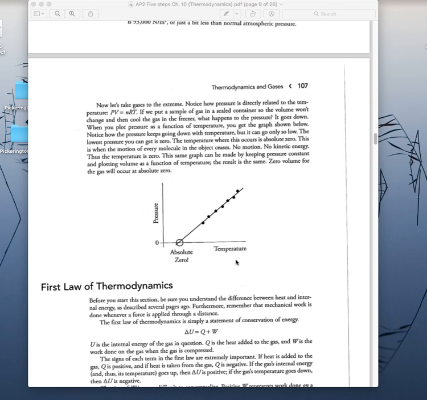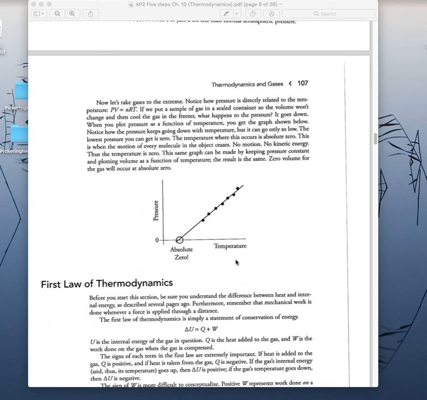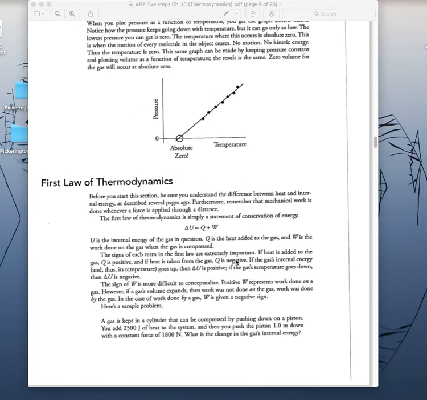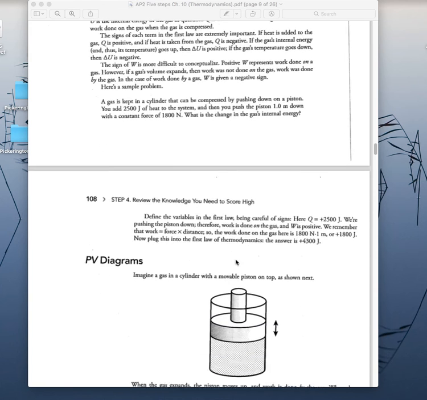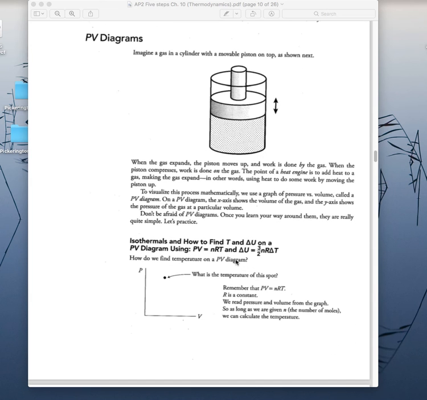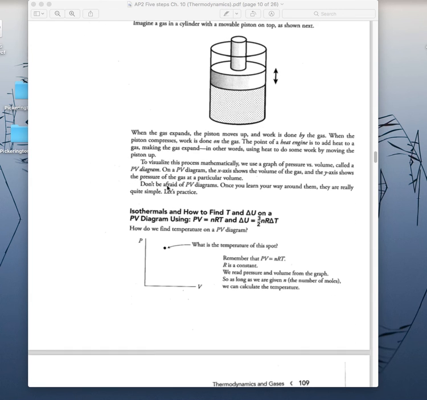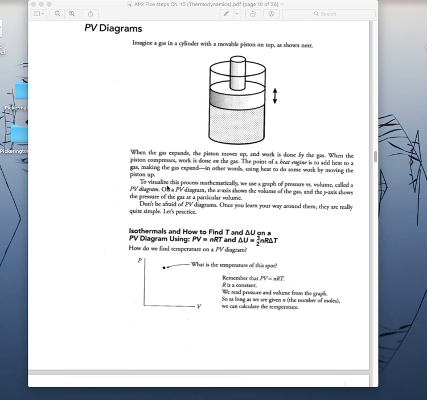So this is kind of interesting here. We talked about that when we did the syringe lab. First law of thermodynamics here. We'll do some examples with that, so I'm going to skip over that. You do want to recognize how to do PV diagrams, and I think this is actually pretty important.